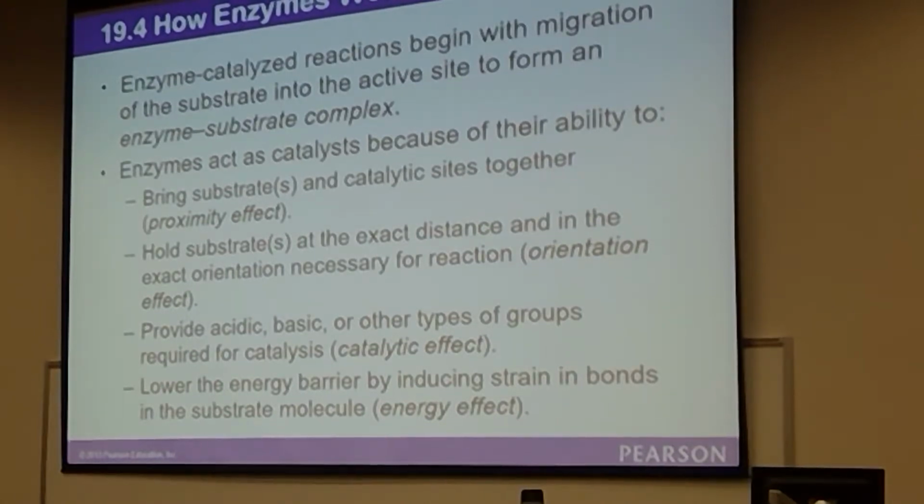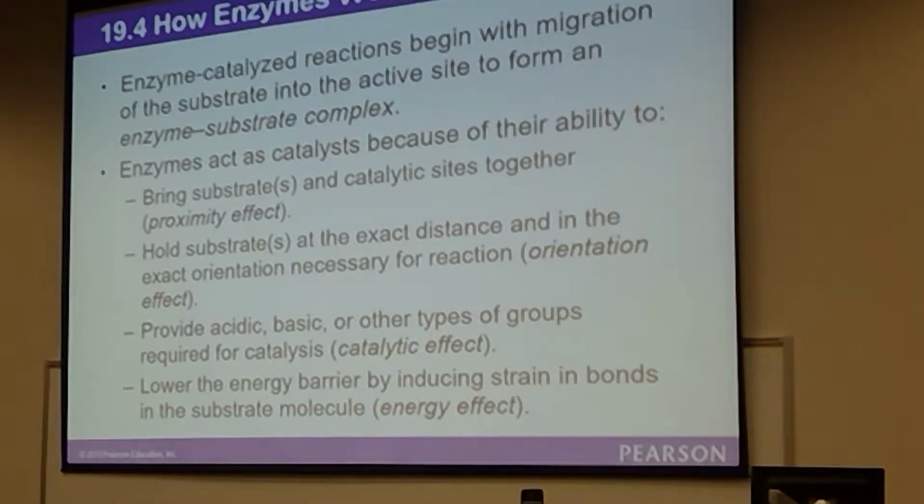Then next, another effect that we can see is the orientation effect. What is the orientation effect? There are two reactants, so both are at the exact distance in order to have a reaction. And also, we know that the organic molecule contains a functional group, and only the functional group will have the reaction. So those functional groups are very close to each other, so that they can do the reaction. That's what we call the orientation effect.